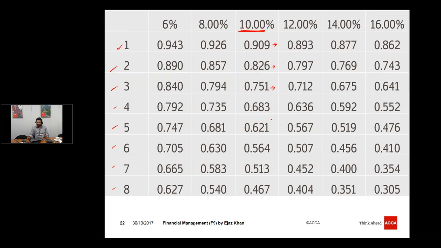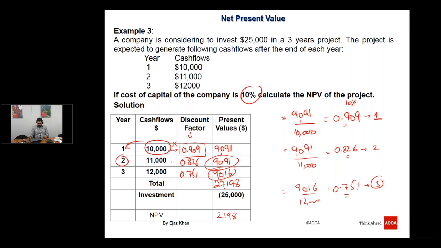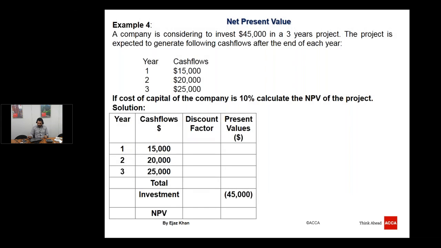I hope the concept of discount factor is now clear. If it's clear, then just go ahead and solve this question using discount factors. But before you solve this question, I just need the relevant discount factors for year 1, year 2, and year 3. Just go to the discount factor table and tell me the discount factors from year 1 to year 3.